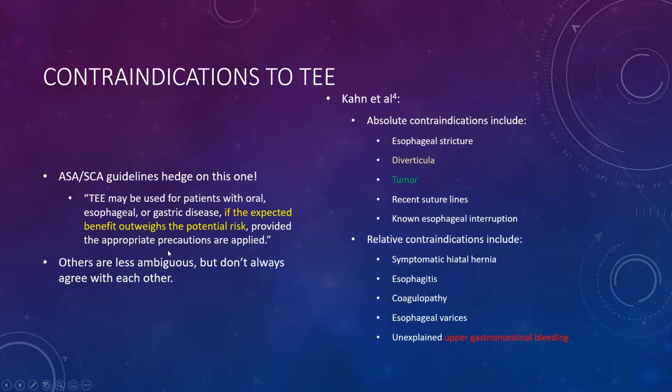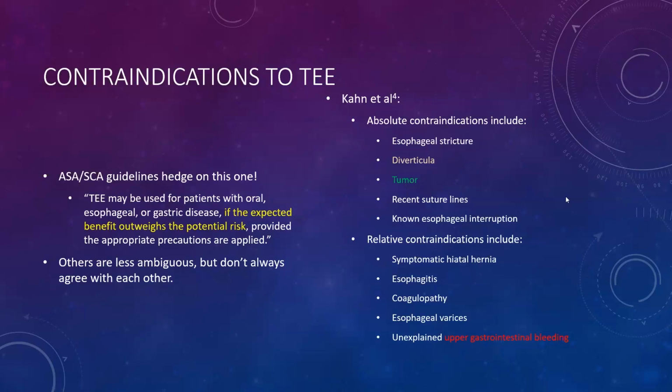Other societies and authors are a little bit less ambiguous. So Dr. Ron Kahn, writing for a chapter in Kaplan's Cardiac Anesthesiology, lists that the absolute contraindications are going to be diverticula, tumors, esophageal strictures, recent suture lines, and known esophageal interruption.